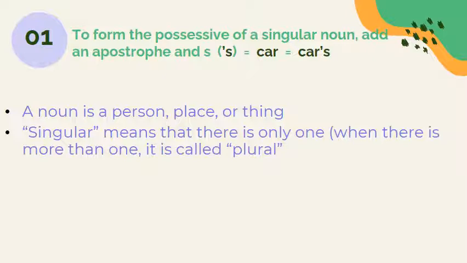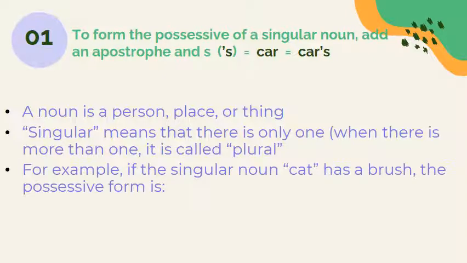This is something that we have covered before, that the noun is a person, place, or thing or idea. And singular means that there is only one. When there is more than one, we call it plural. So as we said in the rule, that when we want to show possession for a singular noun, we have to add apostrophe, then s to the noun.